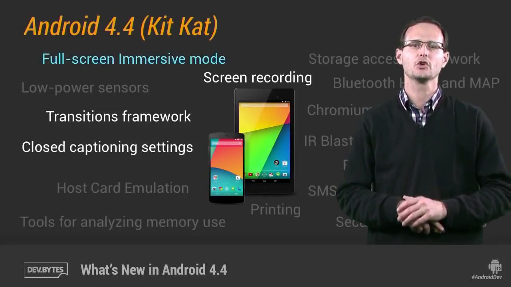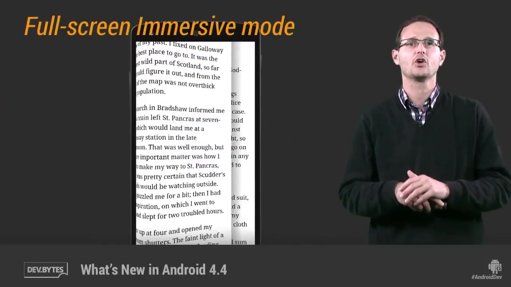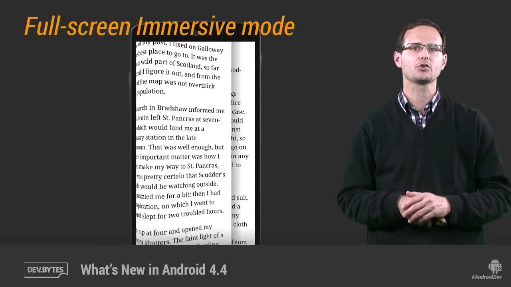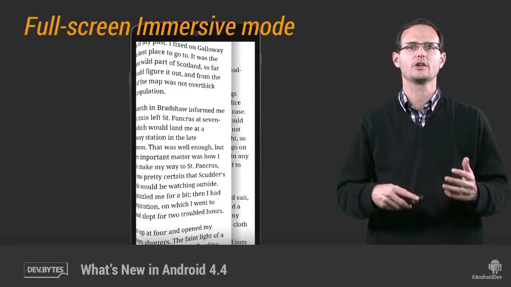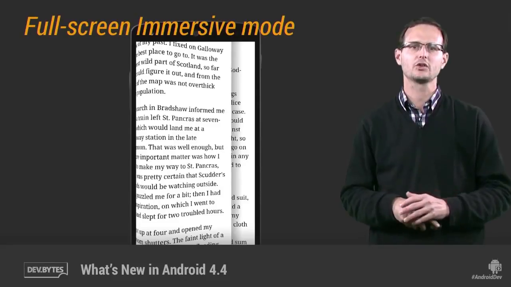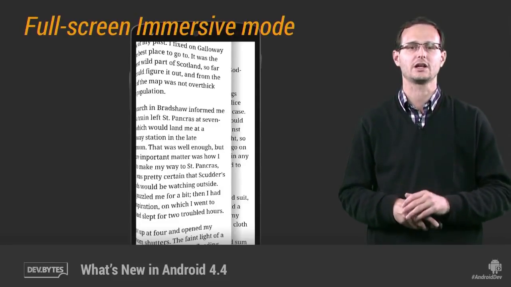The new full-screen immersive mode lets you create full bleed UIs that reach from edge to edge, hiding all system UI, including the status and navigation bars, and allows your app to respond to touch events from areas that would otherwise be occupied by these system bars. It's a great solution for rich visual content such as photos, videos, maps, books, and games.